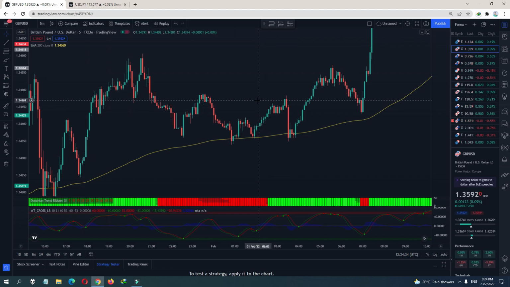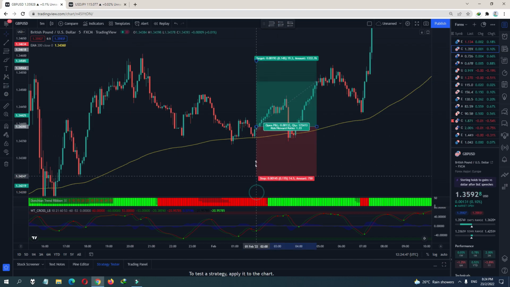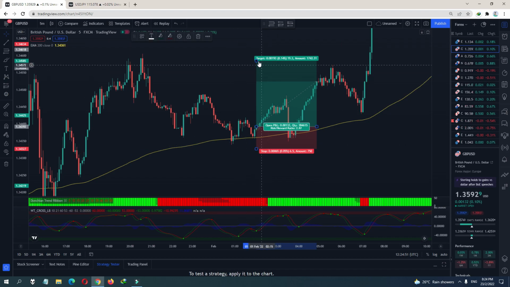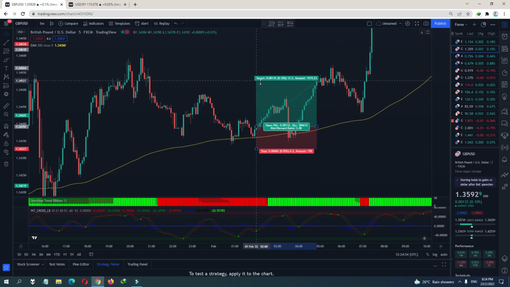And then we have another signal here. So the green dot is below the zero line, Donchian red, and price above 200 EMA. So here is our signal. Stop loss is the logical swing low. So here is my stop, target 1 to 2.